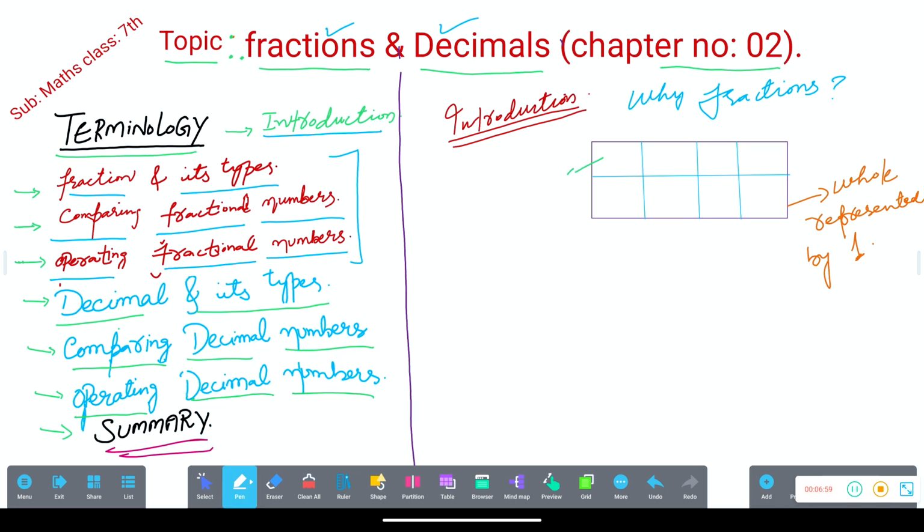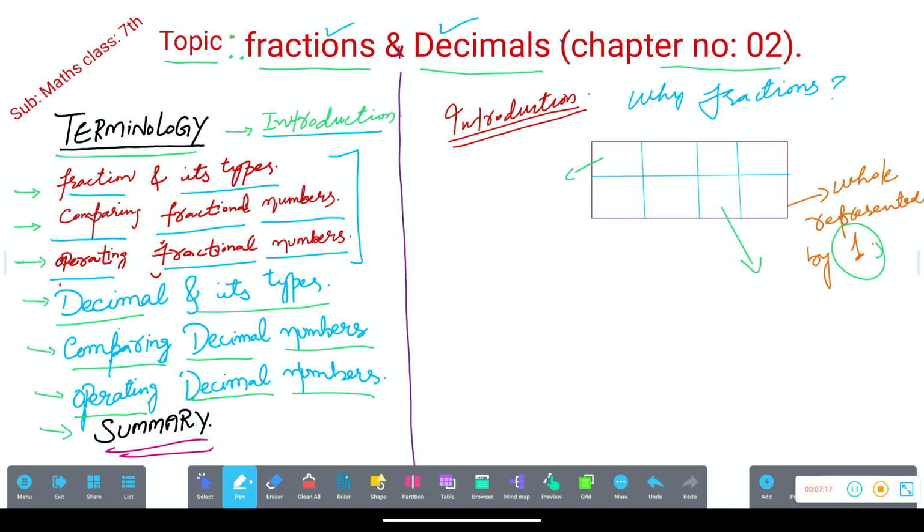This is one of the parts of this rectangle. And similarly, this is another part of the rectangle. They are the 8 equal parts of the whole one. This one has been split into 8 equal parts.